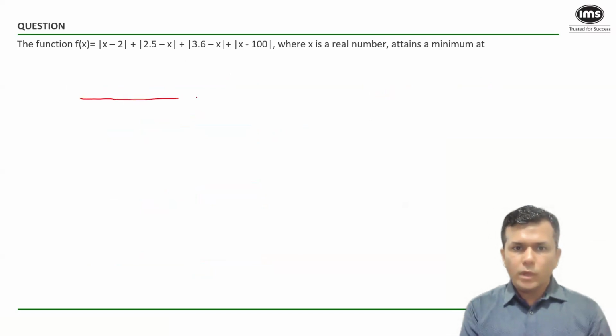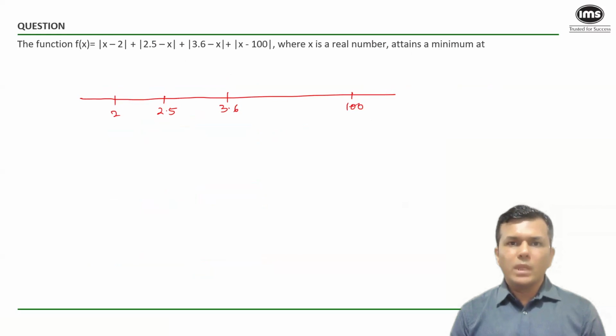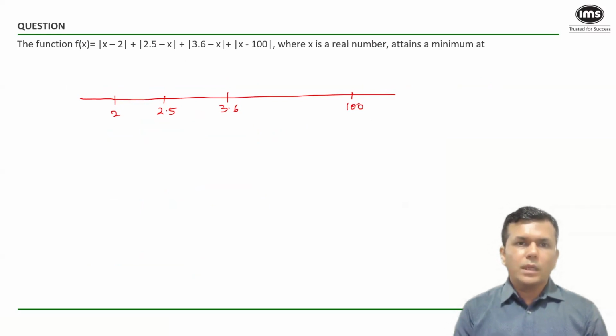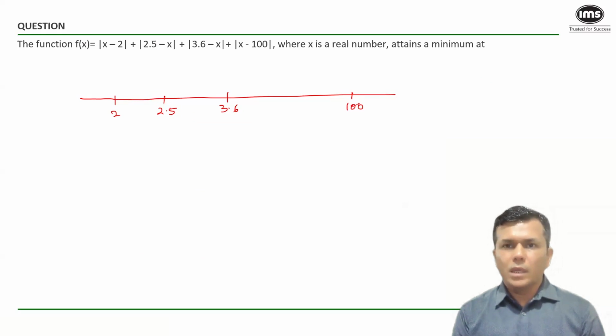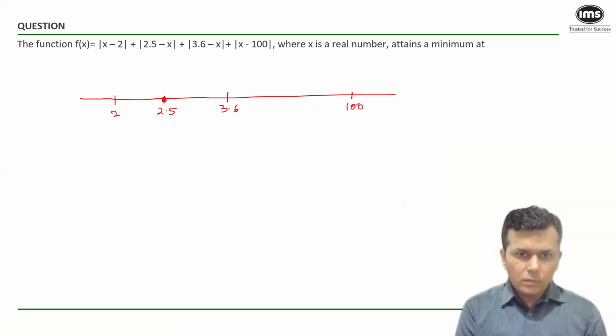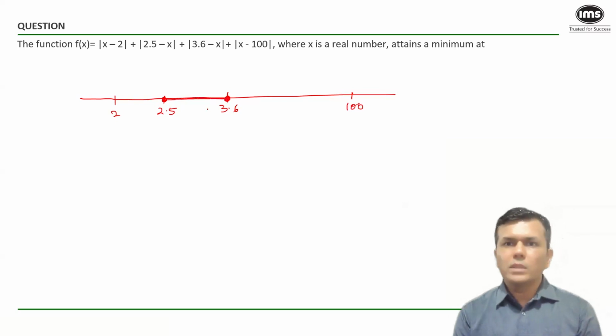So let's plot these 4 points on the number line: 2, 2.5, 3.6, and 100. Now, if you want to minimize the summation of these 4 modulus, then we can say that the value of x can range anywhere from 2.5 to 3.6, both the values included. You can take any value of x between these two, including the points, and that is where the function attains the minimum value.